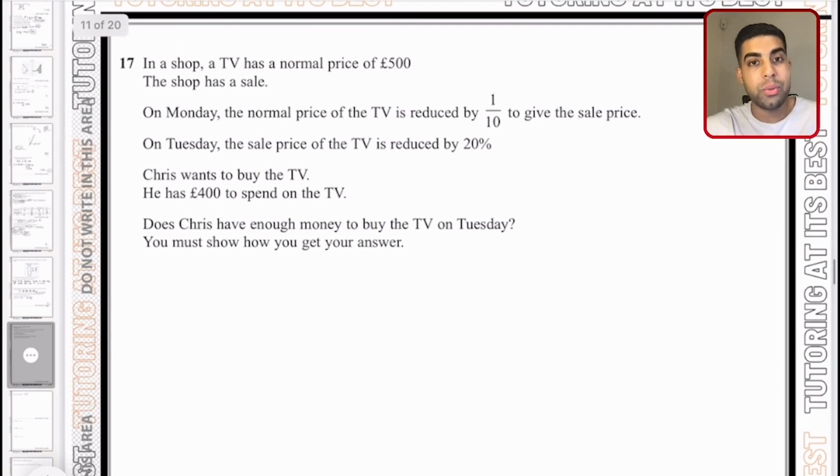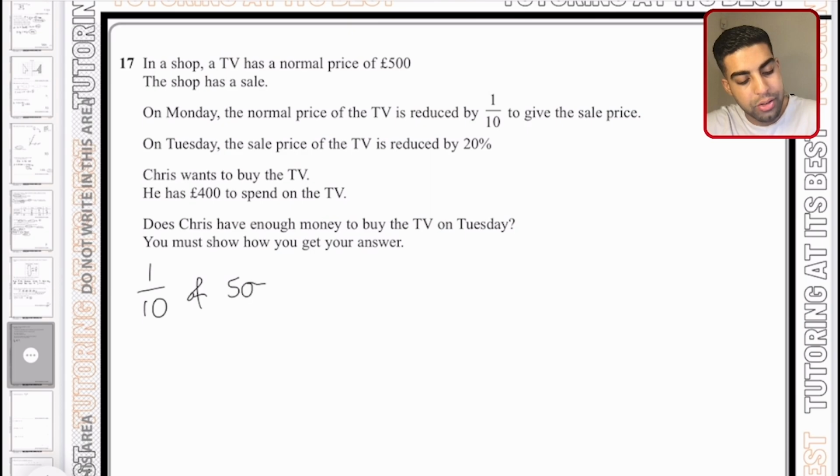Okay, question 17. We're almost done. Keep up the great work. In a shop, a TV has a normal price of £500. The shop has a sale. On Monday, the normal price of the TV is reduced by 1/10 to give the sale price. So we need to simply work out 1/10 of 500.